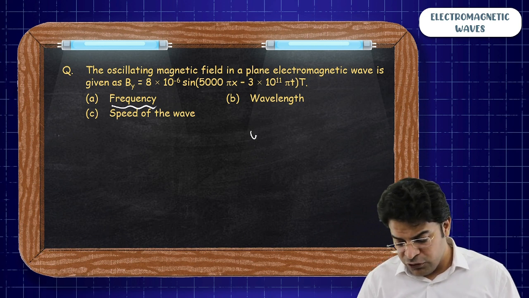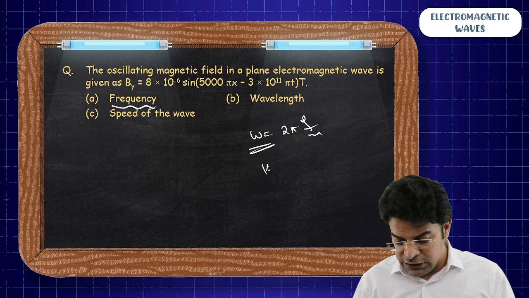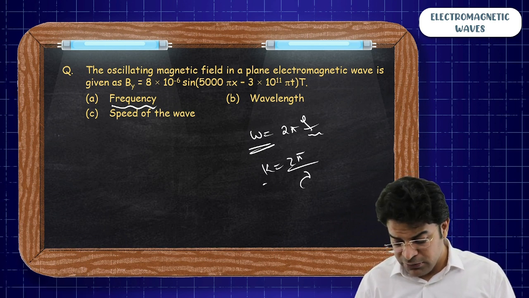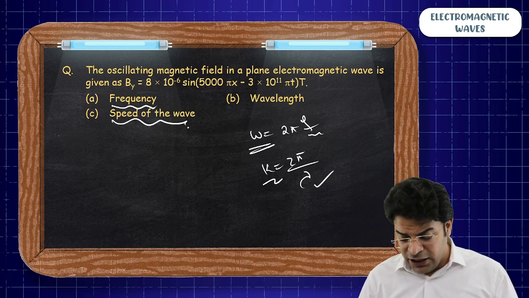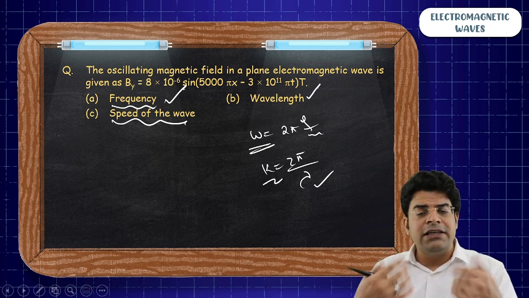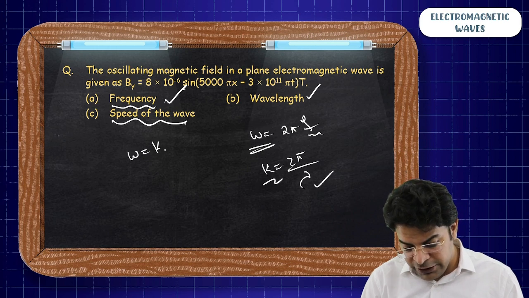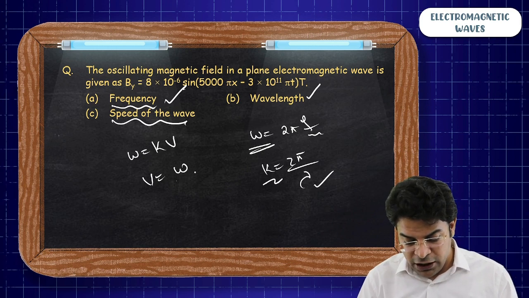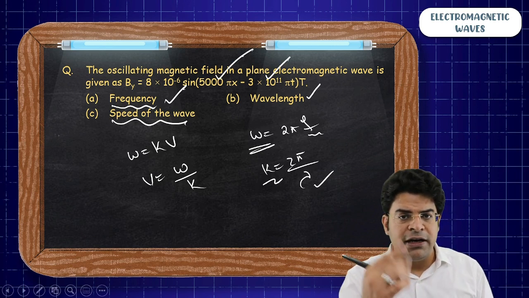Frequency can be found using omega equals 2 pi f. Omega is given, you can find out the frequency. Wavelength can be found using k equals 2 pi by lambda. K is given, you can find out lambda. And to find the speed of the wave, once you have found frequency and wavelength, simply multiply them, you will get the speed. Or, we know that omega equals kv, so the speed can be written as omega by k. Omega is given, k is given, simply divide them, you will get v.